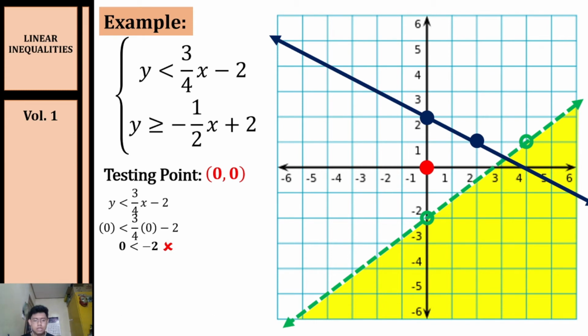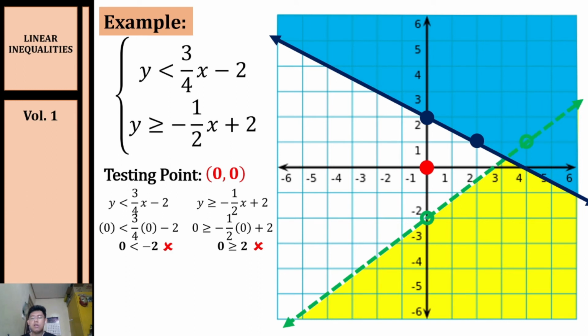Next, let's test our second inequality. Let's replace the variables x and y with 0. Simplifying it, we will end up with 0 is greater than or equal to 2. So it did not satisfy our second inequality. Therefore, we will shade the upper portion of our second graph.